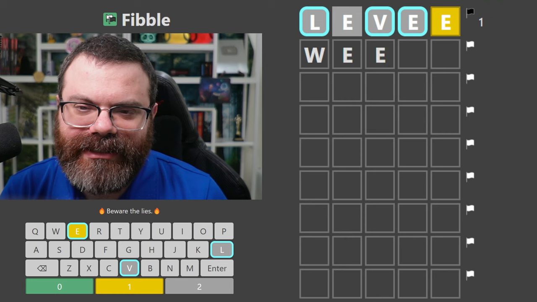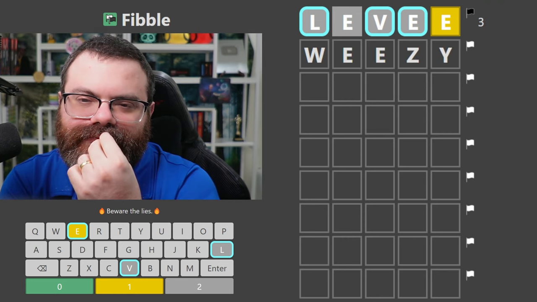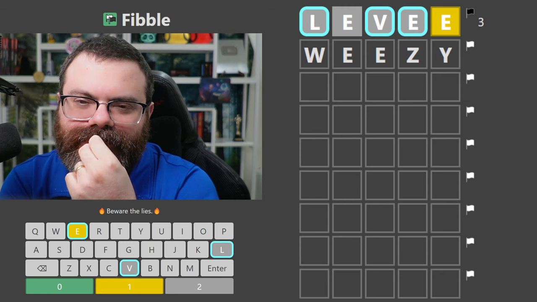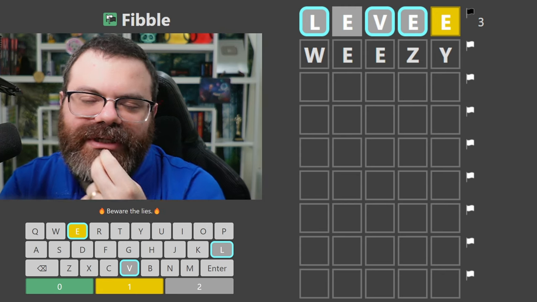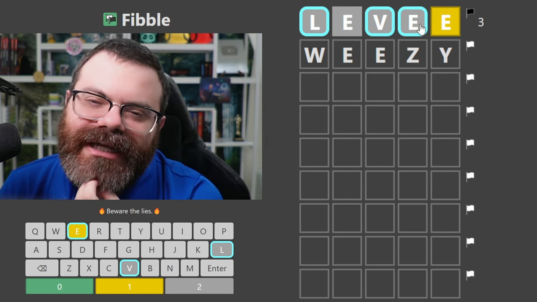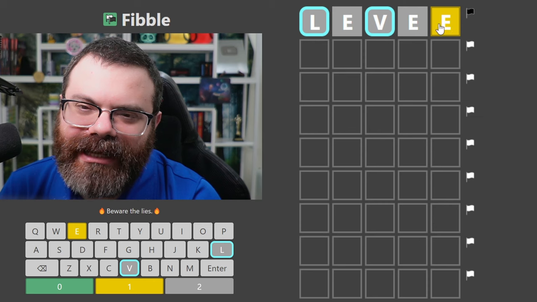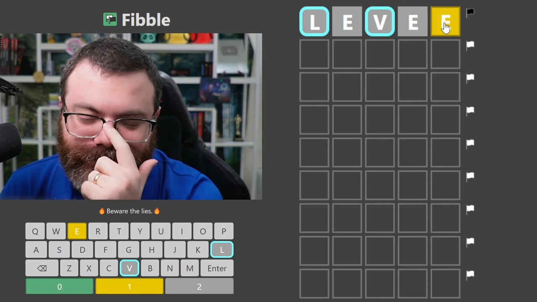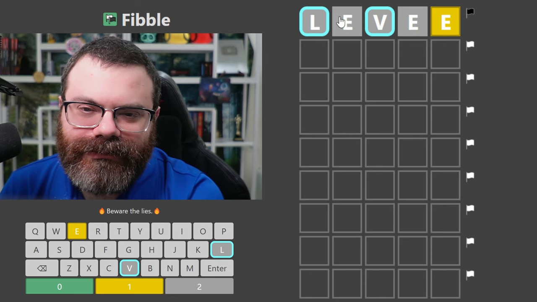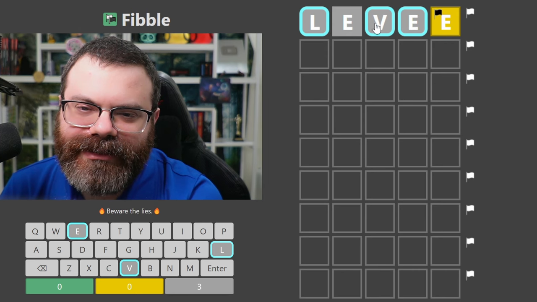I suppose there's wheezy. Wait, why doesn't it like wheezy? Shouldn't it just be that this E is lying as green? Oh, but then this would have to be yellow. Oh, hold on. I think my only option is to have all of these E's gray. Because in order for this to be yellow, both of these E's need to be some color. Yeah, okay, that's interesting. Okay, we just don't have an E.